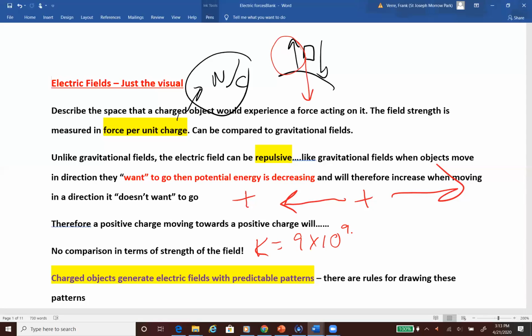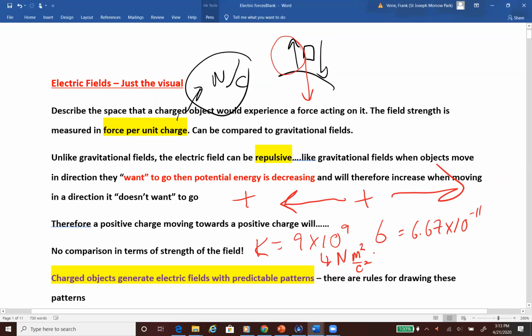I should know this. If you remember, for big G it was 6.67 times 10 to the minus 11 Newton meter squared per kilogram squared. So K should be Newton meter squared per coulomb squared, if I remember correctly.